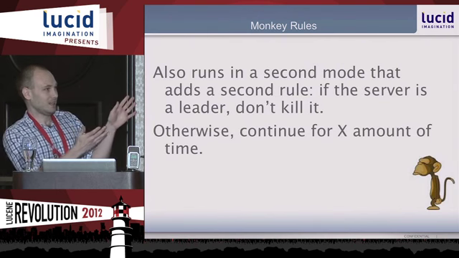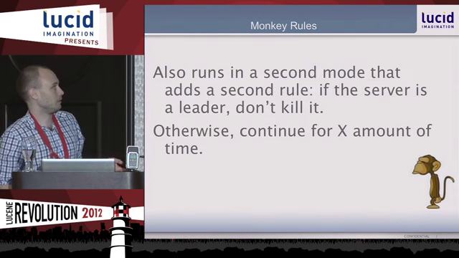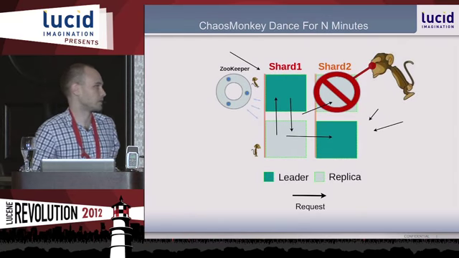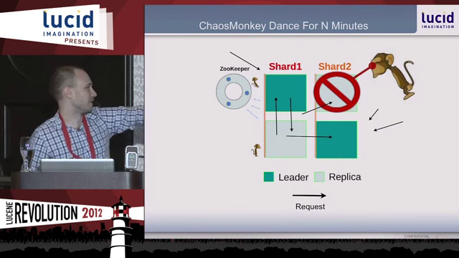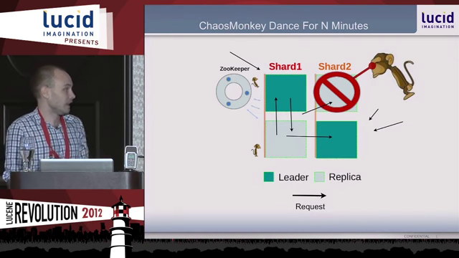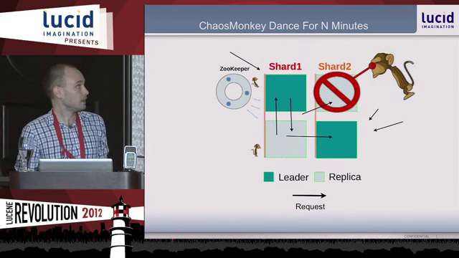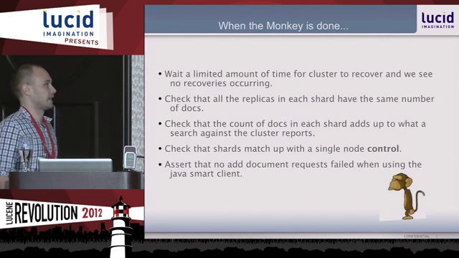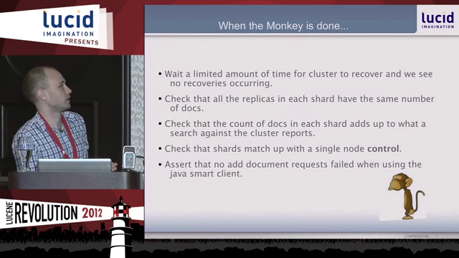This is running all the time. You can set it up to run for like 6 hours, and the monkey will jump around, killing things. Over there, it's starting a server; over here, it's killing the Zookeeper connection. You can say run this for 24 hours. And at the end of the day, it's going to do all of these checks, basically, to make sure when it stops, everything still makes sense.